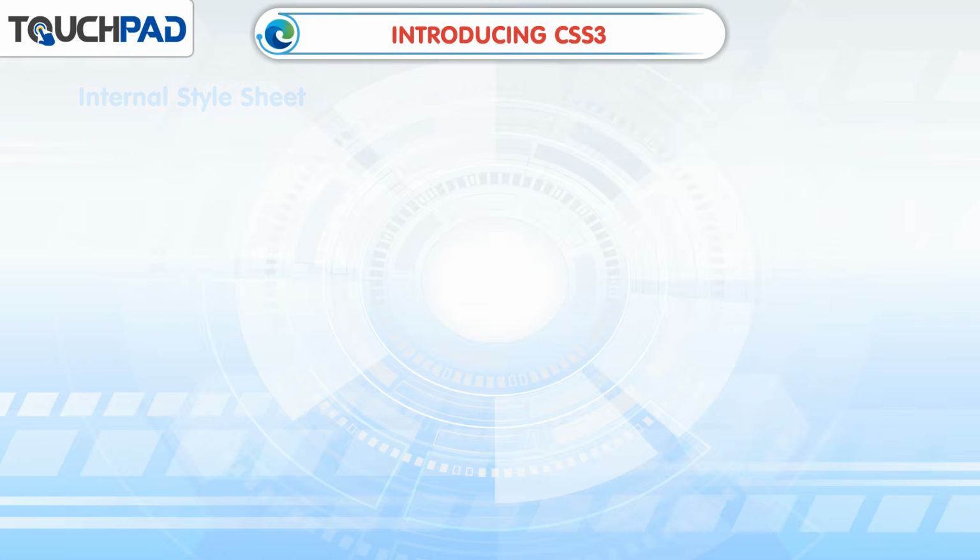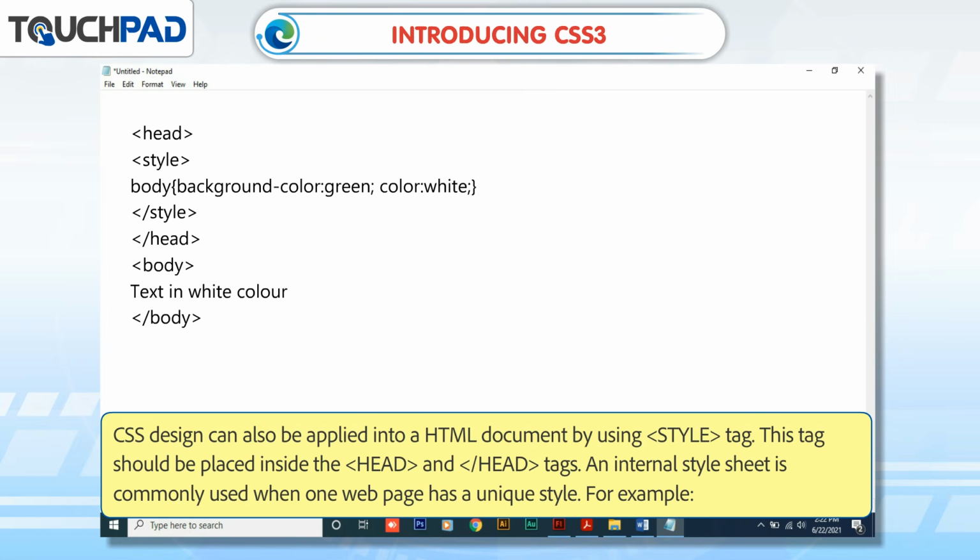Internal style sheet. CSS design can also be applied into a HTML document by using style tag. This tag should be placed inside the head and /head tags. An internal style sheet is commonly used when one web page has a unique style. For example, head.